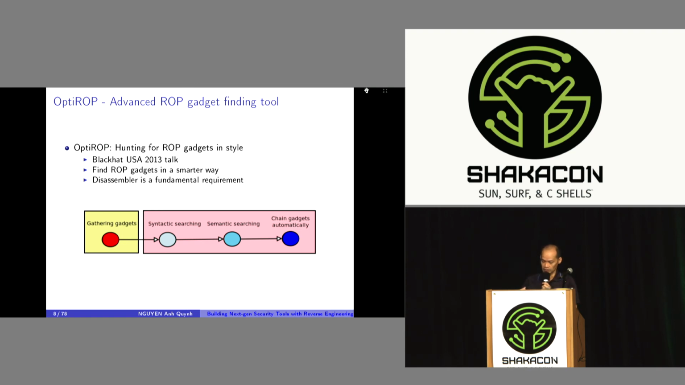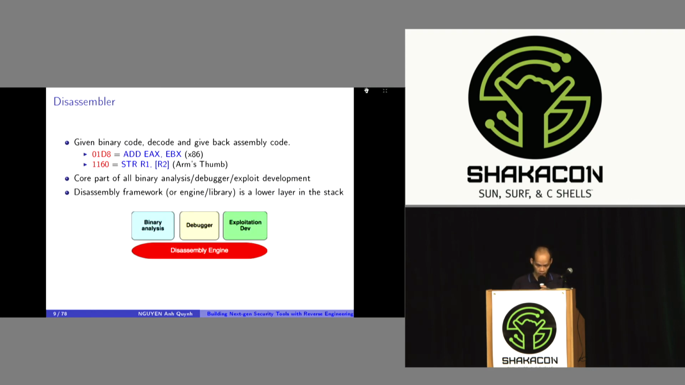And after that, it tries to generate SMT equations and send them to the SMT server and get back the gadget for you. So this disassembler is fundamental because you need that to collect all the gadgets from the binary. This disassembler is some kind of software that, given the binary as the input, gives you back the assembly code as output, which is very simple. And this disassembler framework is the core layer at the bottom of all the binary analysis tools, debuggers, and exploitation development.